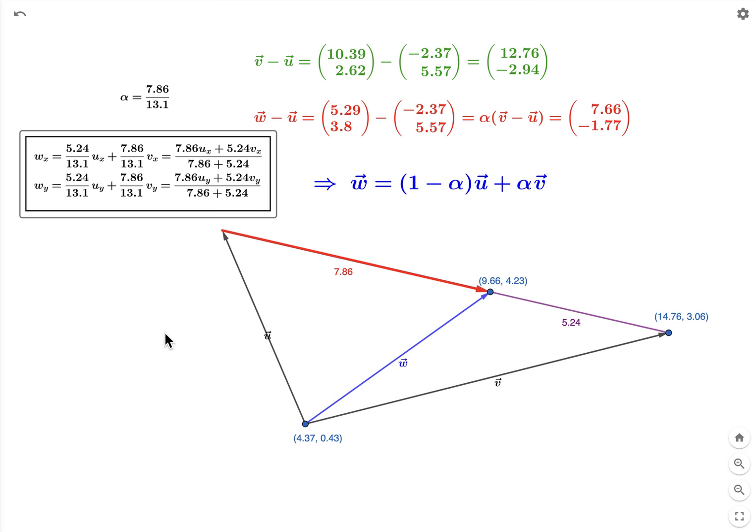So thank you for watching, and I hope you will play with this concept. The main result is that this linear combination is used in many parts of mathematics.